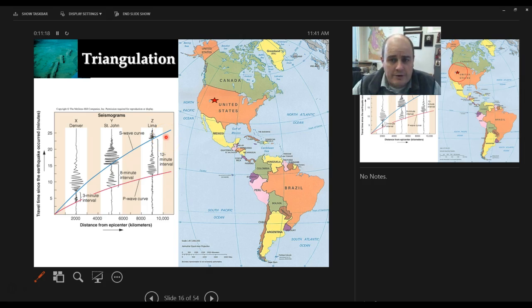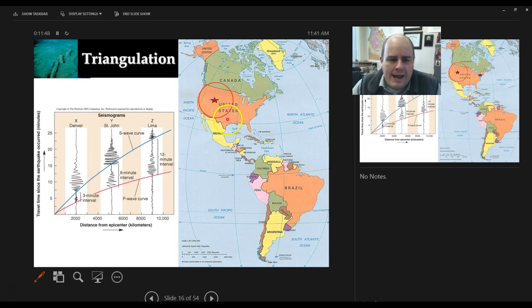Okay, let's say we have an earthquake, and that first earthquake is recorded first in Denver here. And at Denver, we have a 3-minute interval between your P wave and your S wave. Well, that 3-minute time interval actually correlates to an earthquake that is about 2,000 kilometers away. Therefore we know that earthquake is somewhere along this line. But we don't know where along this line. We just know it's somewhere along here.